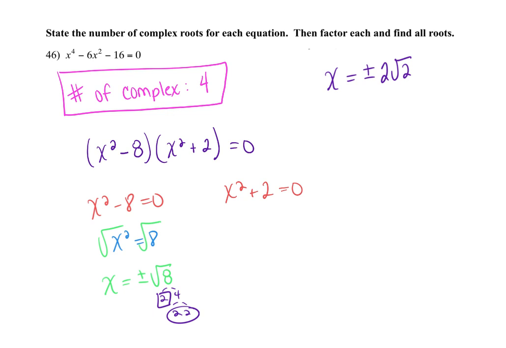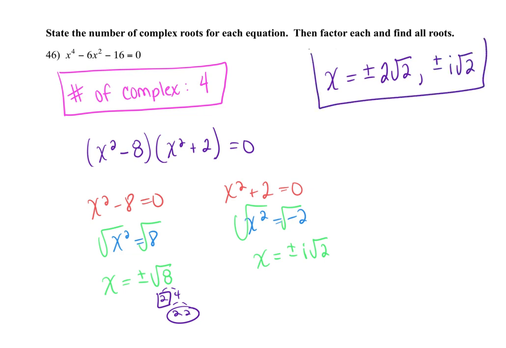Then I'm going to solve the other one. For this one, subtract my 2 over, x squared equals negative 2. Take the square root of both sides. X equals positive or negative square root of negative 2. First of all, 2 is prime, so I cannot factor tree that one, but the negative comes out with an i. So I have i square root of 2. Those are my other 2 roots. So I also have positive or negative i square root of 2.